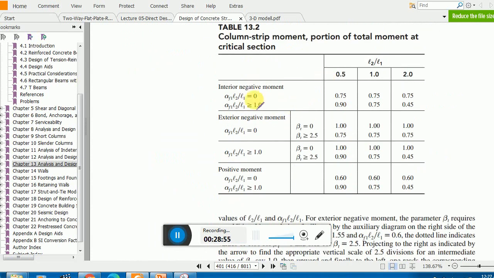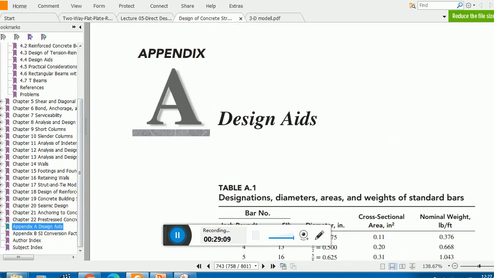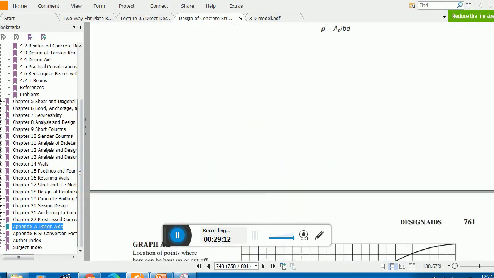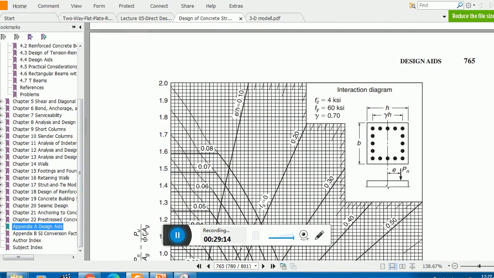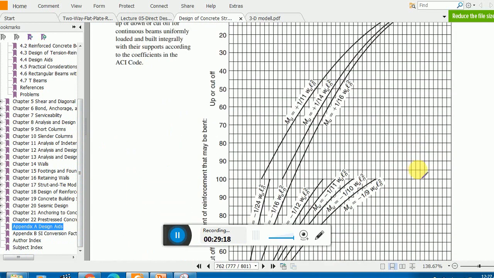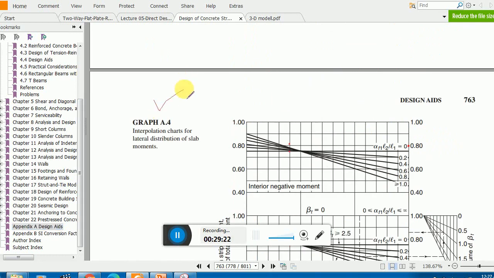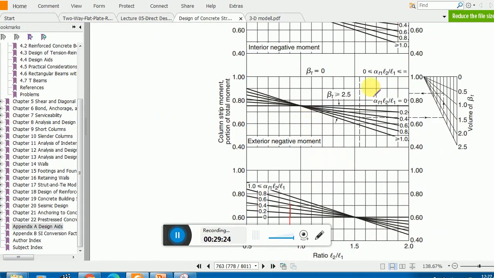Now let me show you this table, how we got the values, because by using the graphs, I think it is easy. You have to interpolate while using those graphs. Although those graphs are easy, let me show you those graphs first. These are design aids, and here I have those graphs. This one. This graph A4 will be used for this.